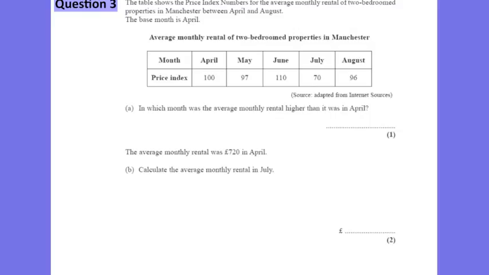Question number 3. The table shows the price index numbers for the average monthly rental of 2-bedroom properties in Manchester between April and August. Base month, April. We can see that because it's got an index number of 100. In which month was the average monthly rental higher than it was in April? We're looking for an increase, therefore we have to have a higher number than the 100. We can see here 110, June. 10% increase there. We're then told that the average monthly rental was £720 in April, and asked to calculate the average monthly rental in July.